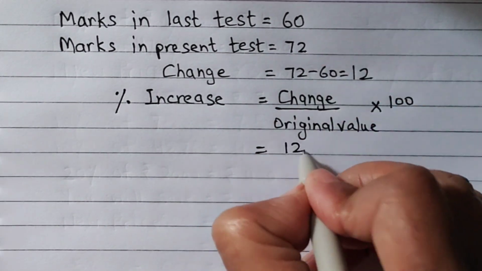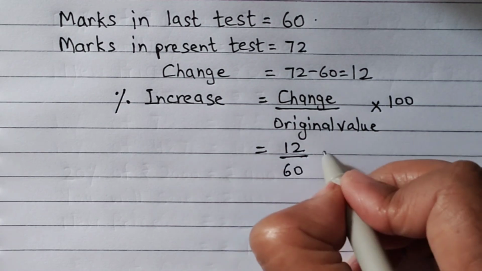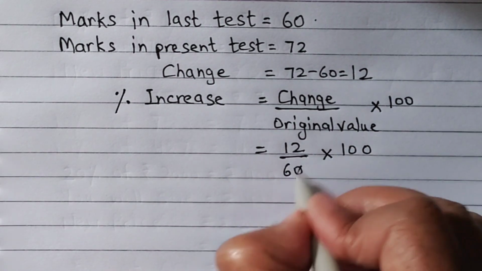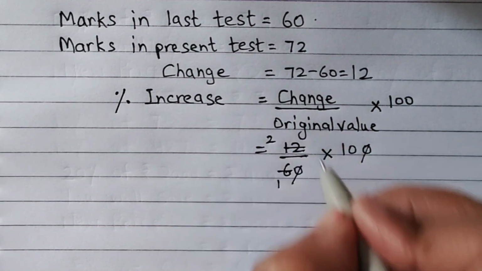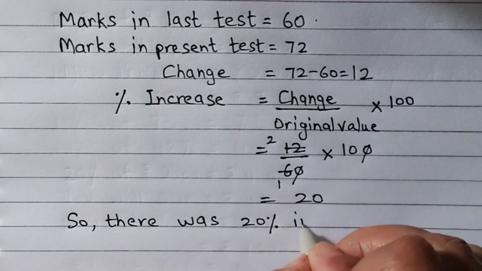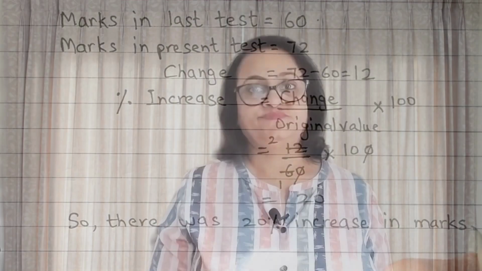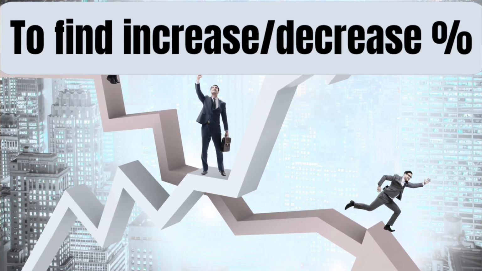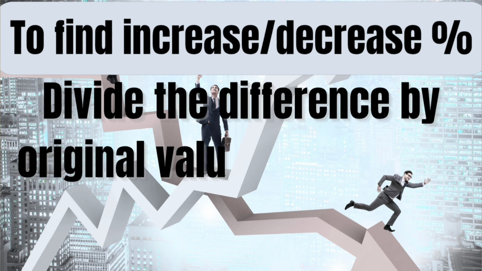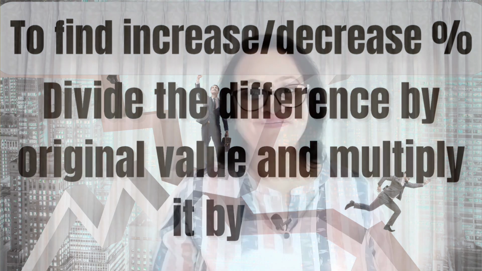Change is 12. Original value was 60. So 12 upon 60 multiplied by 100. 10 will be cancelled. Then 6 ones are 6. 6 twos are 12. That means there was an increase of 20% in marks. So to find the increase or decrease percent, always divide the difference by the original value and multiply it by 100. It's as simple as that.